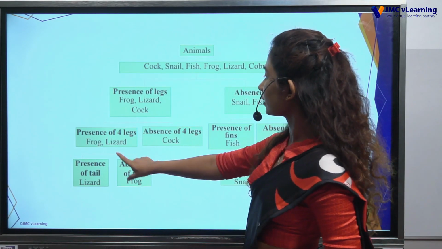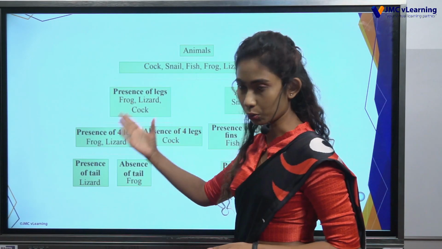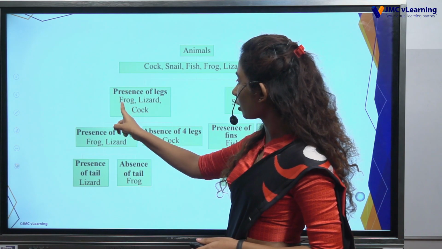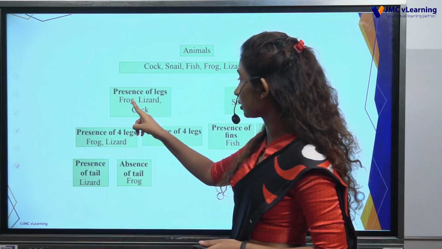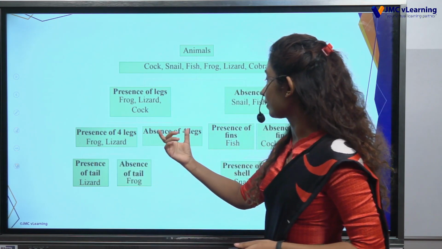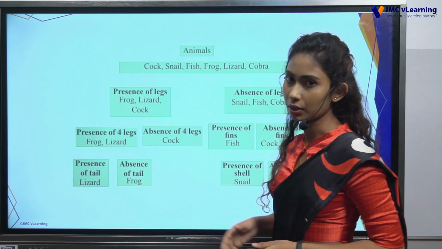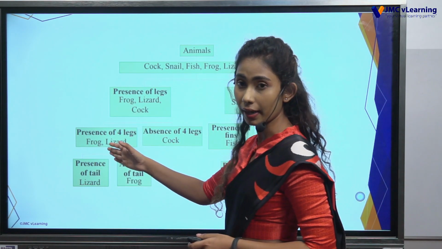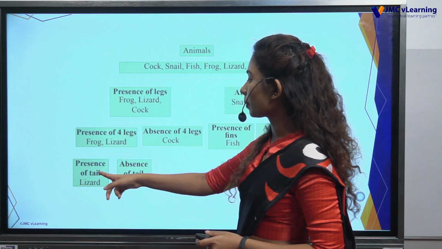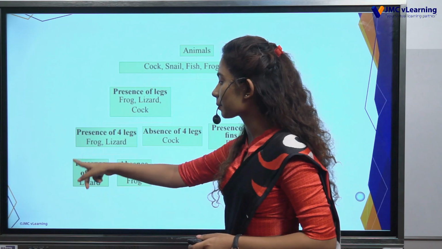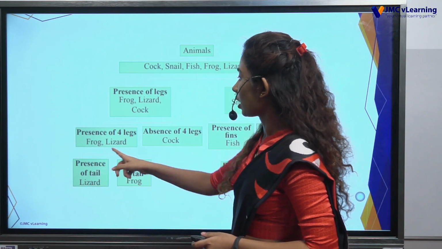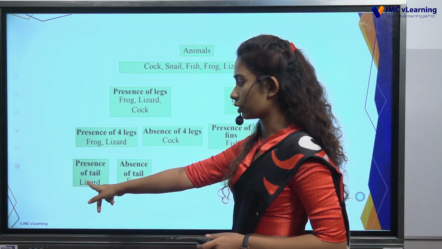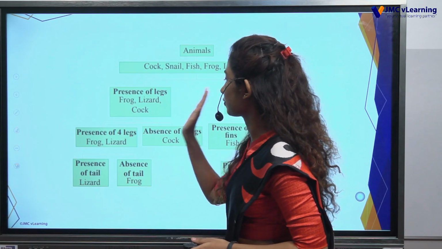Here, we can divide the frog, lizard and cock into two groups using the 4 legs characteristic. The frog and lizard have 4 legs, so these two are included in the present feature, and the cock, which lacks 4 legs, is included in the other. Here we can see 2 animals in this group, so we have to divide this group also. By using the tail feature, we can divide presence of a tail and absence of a tail. The frog is included in absence of a tail, and the lizard in presence of a tail. That is the end of this part.